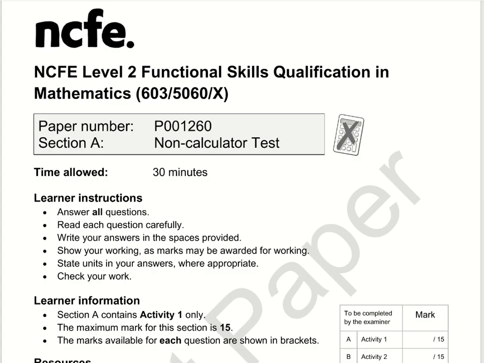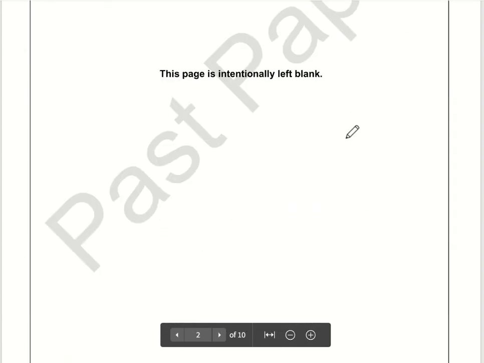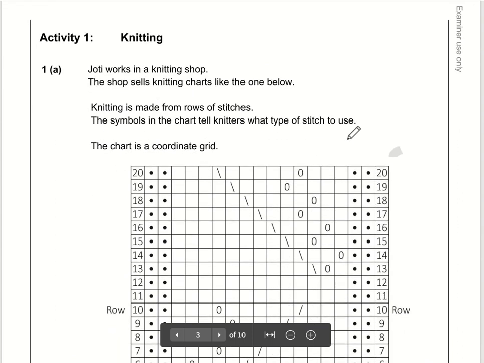Here are the video solutions for NCFE Level 2 Functional Skills Maths. This is Section A, which is the non-calculator section, and this is from February 2020. Okay, so let's take a look at question 1.